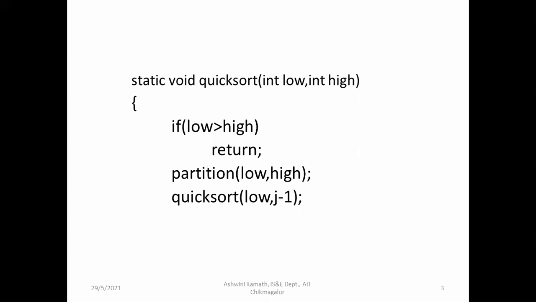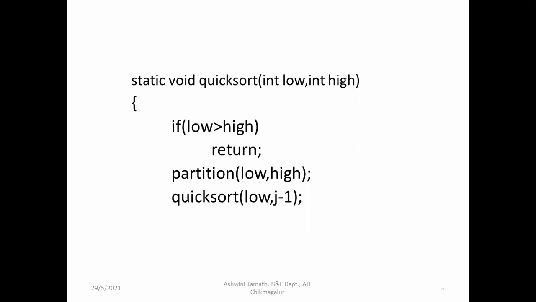Then once we get the partition function, we have declared a variable j. It's a global variable, so it will have the address of the pivot element. That's why we are not returning any value from the partition. It's a global variable that will be set from the partition.